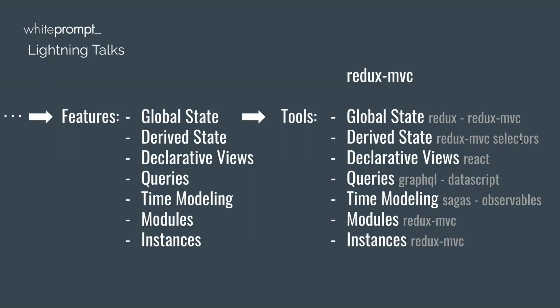Derived state, Redux MVC selectors, declarative views with React, queries, that I didn't do a demo of, but it would be nice to have it with GraphQL or DataScript or something similar. Time modeling with sagas or observables or thunks, but I prefer sagas. And the novelty that is modules and instances, I do it with Redux MVC.